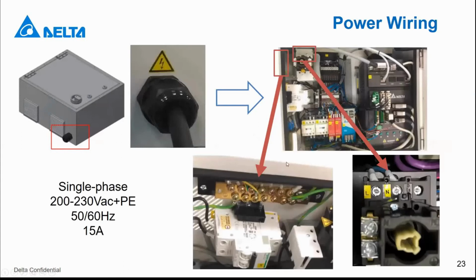So of course, first you need to do the power wiring. For the robot controller, we support a single phase and from 200 to 230 volt AC with a PE ground. And we support both 50 or 60 hertz AC power. And then the maximum current will be 15 amp. So if you are going to use a breaker or contactor, it's better to support up to 50 amps.